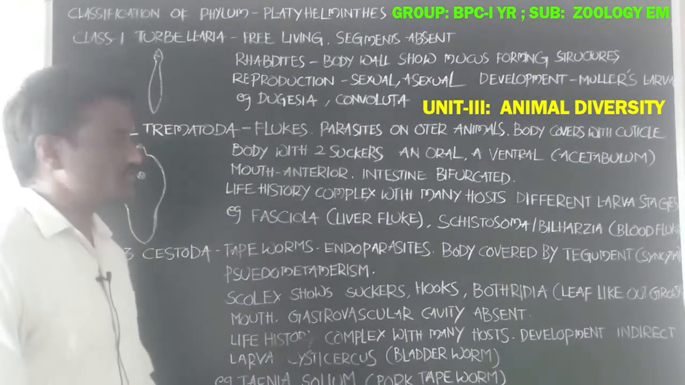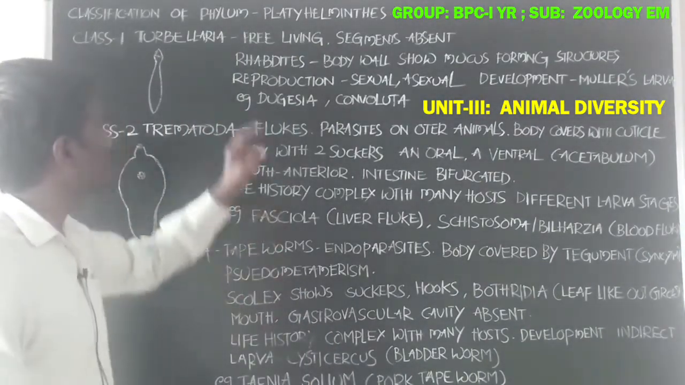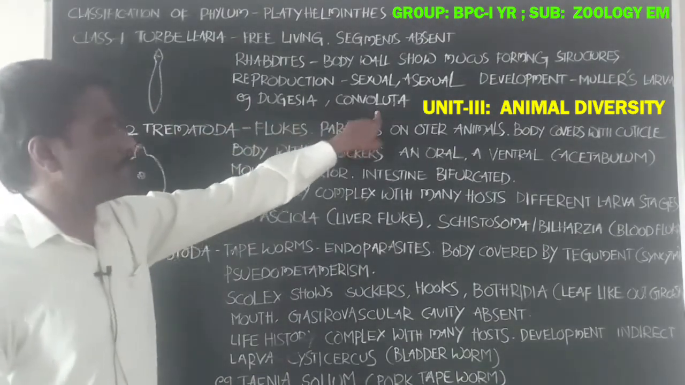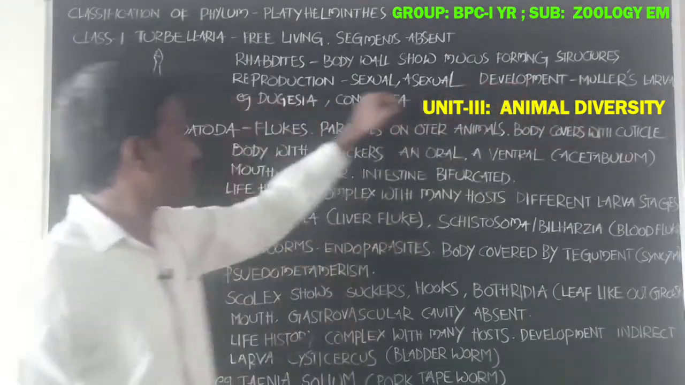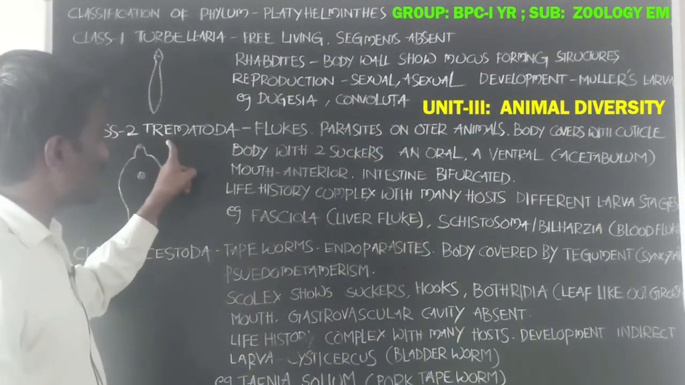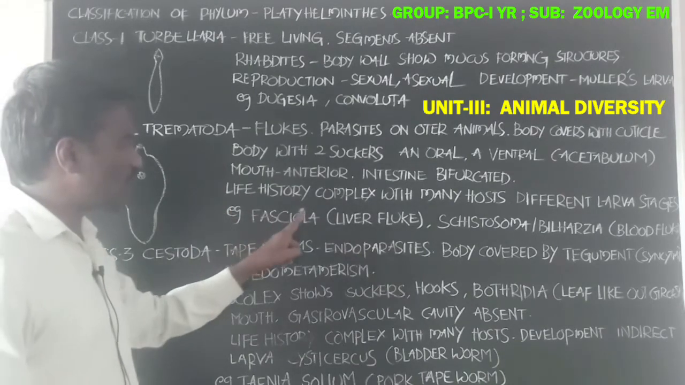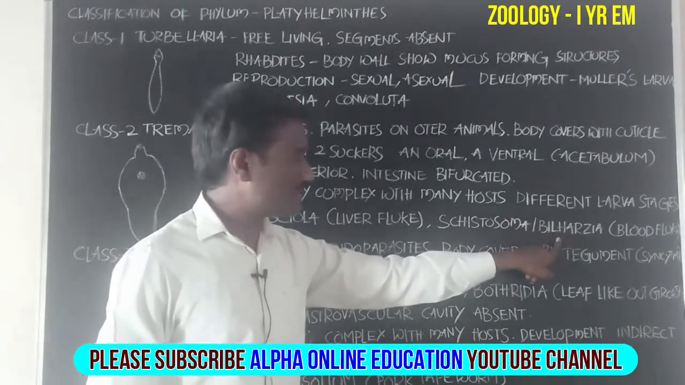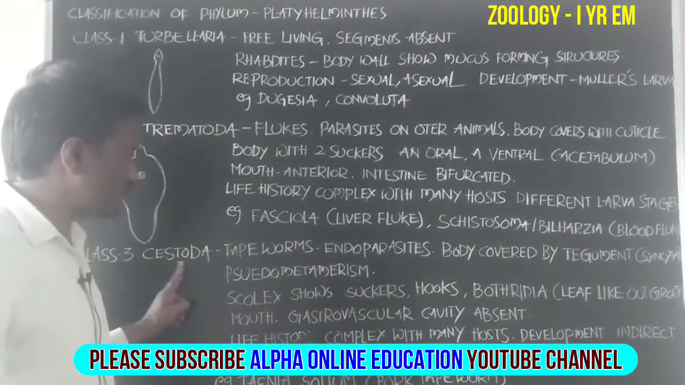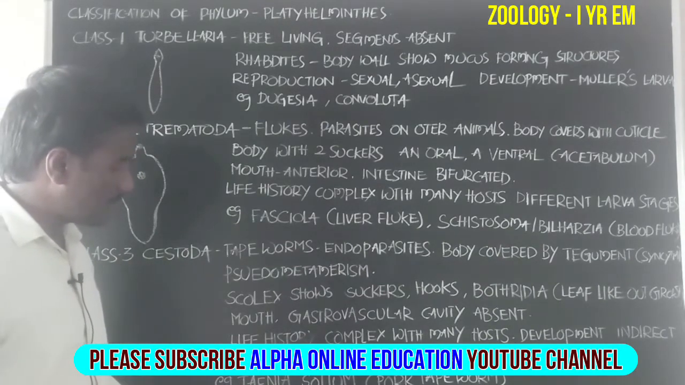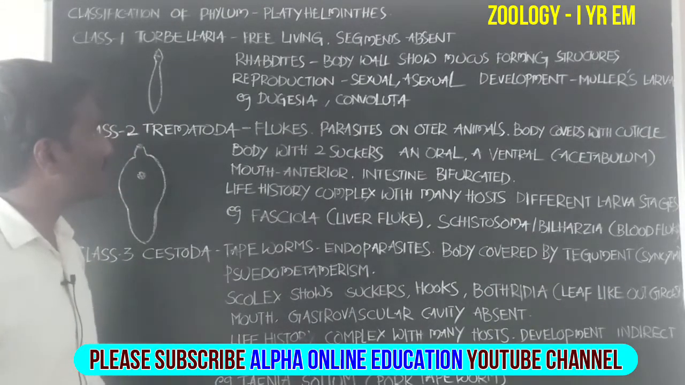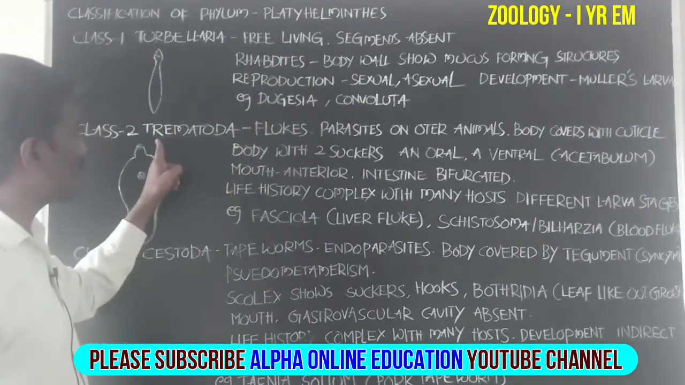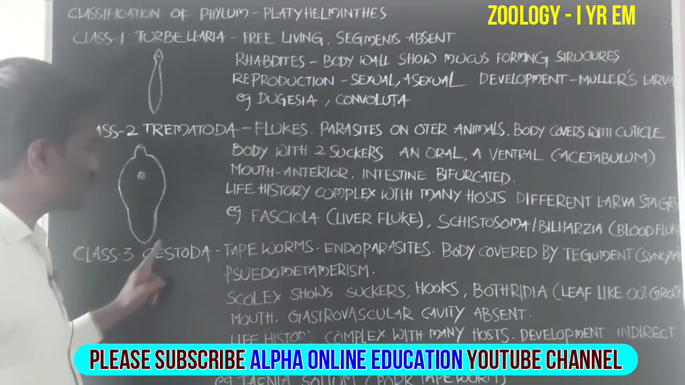Okay, that is the classification of Platyhelminthes. Class 1, Turbellaria, example Dugesia, Convoluta; larva name is Müller's larva. Next, students, Trematoda, example Fasciola hepatica, liver fluke; Schistosoma, also called bilharzia, blood fluke. Next, Cestoda: Taenia solium, Echinococcus. Turbellaria are free-living animals, Trematoda are flukes, Cestoda are tapeworms.